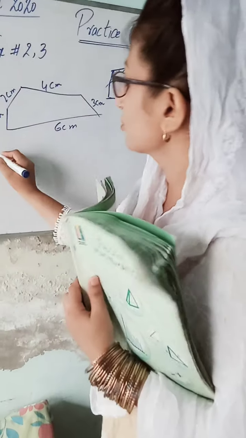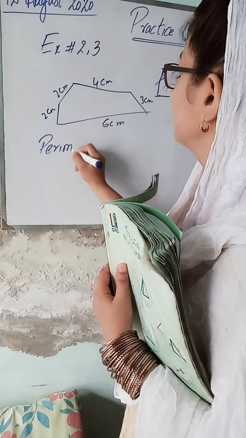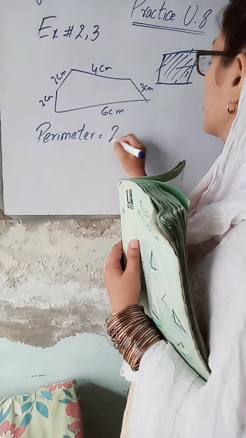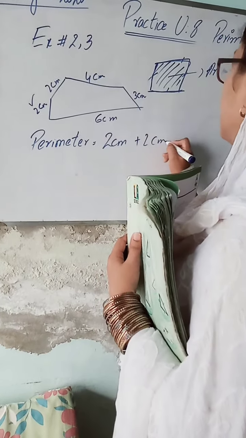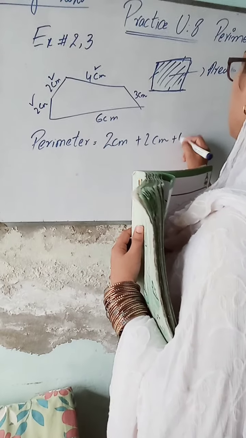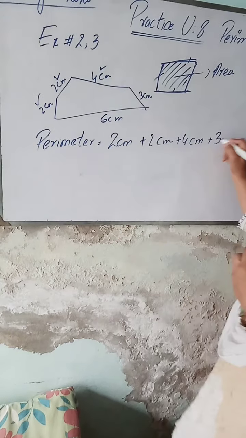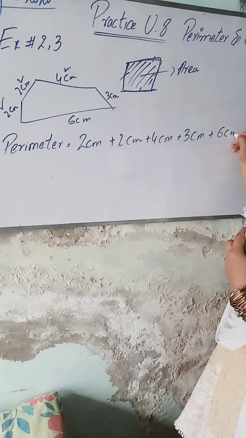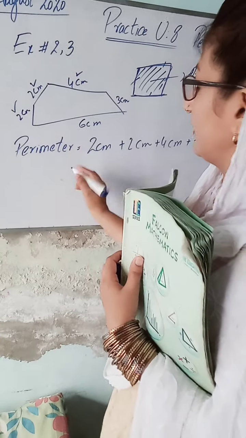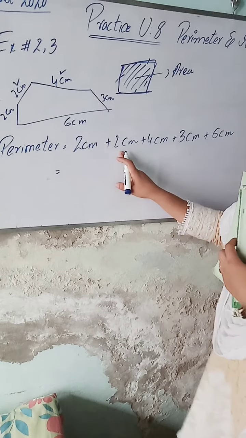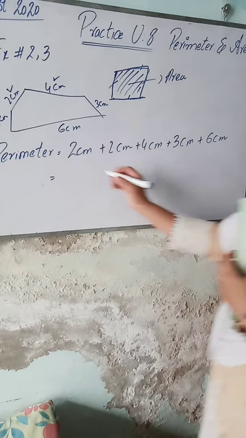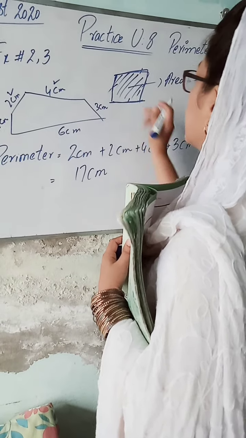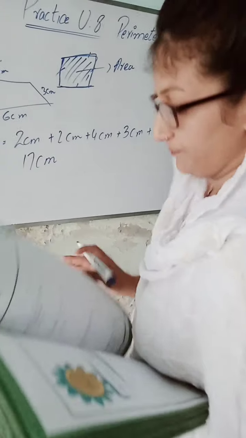the perimeter. So right here, perimeter is equal to 2 centimeter, then again 2 centimeter, then again 4 centimeter, then again 3 centimeter, then again 6 centimeter. These are all the measurements of this shape, and we have to add them. 2 plus 2 is 4, 4 plus 4 is 8, 8 plus 3 is 11, 11 plus 6 is 17. So 17 is the perimeter of this shape. Okay students, I hope you understand it.